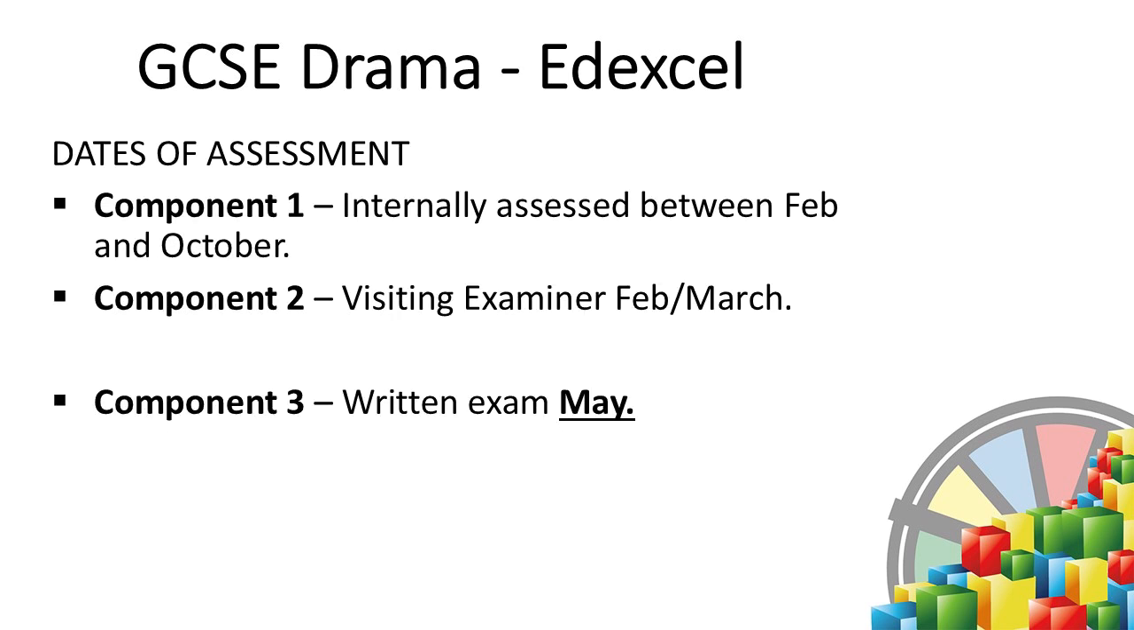For GCSE Drama, the components are marked and assessed in different ways. Component 1 is internally assessed by the drama teachers between February of Year 10 and October of Year 11. This will be a practical performance and a written portfolio. Component 2 is assessed in the beginning of Year 11 and has a visiting examiner that will come in February or March time, where we will decide on a date that best fits the school. Component 3 is a written exam, which is taken in May with the rest of your GCSEs.